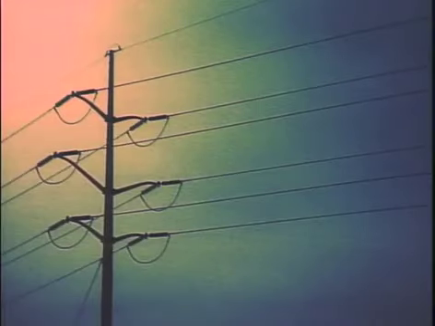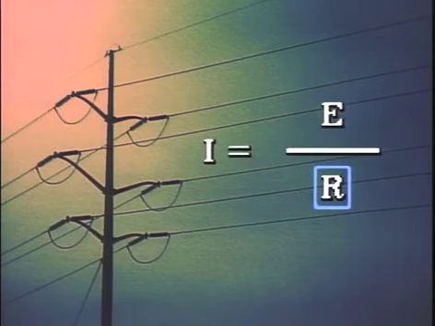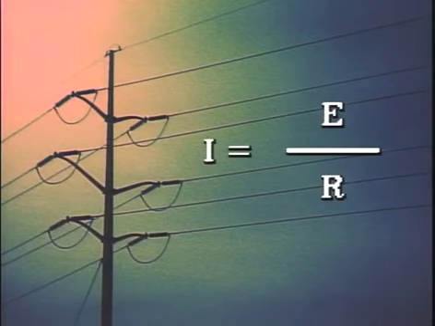The equation used to express Ohm's law looks like this. I equals E over R, where I represents current in amperes, E represents voltage in volts, and R represents resistance in ohms. In this form, the equation can be used to calculate current in a circuit when voltage and resistance are known.